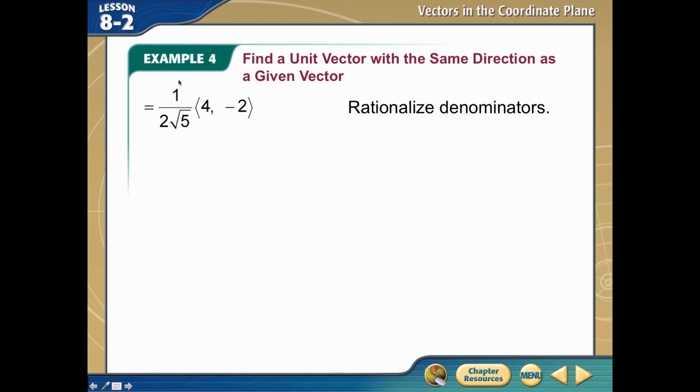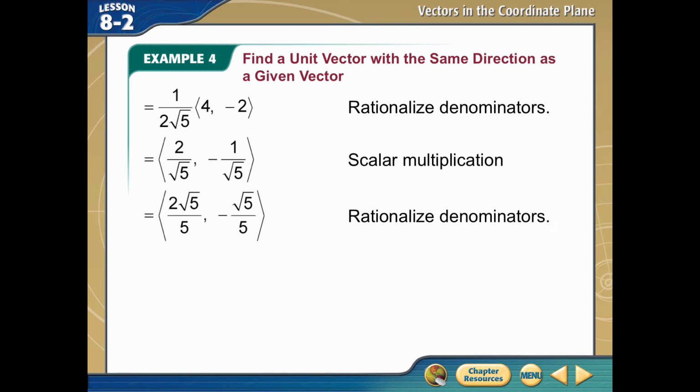And now we need to multiply this number through the vector. So 4 times 1 over 2 square root of 5 is 2 over square root of 5. And this is negative 1 over square root of 5. And you can't leave radicals in the denominator this year. With great excitement, I will tell you in calculus, quite often you can leave the radical in the denominator. This is pre-calculus, so you can't do that. So rationalize the denominators. You have 2 square root of 5 over 5 and negative square root of 5 over 5. That is a unit vector in the same direction as 4, negative 2.